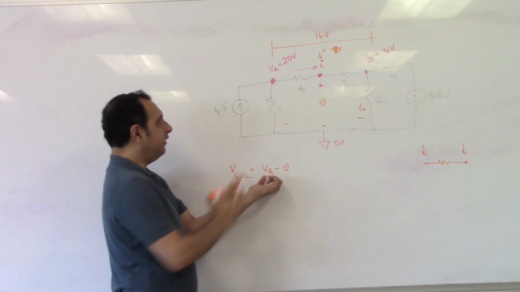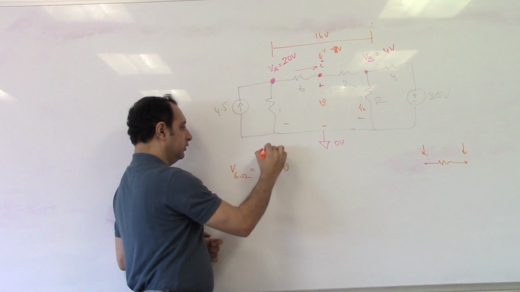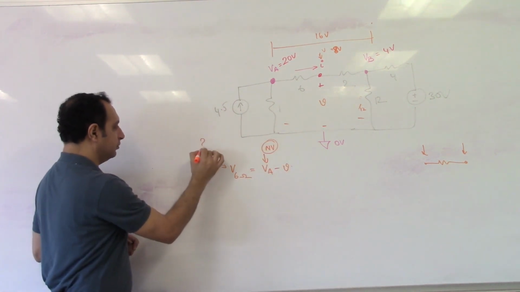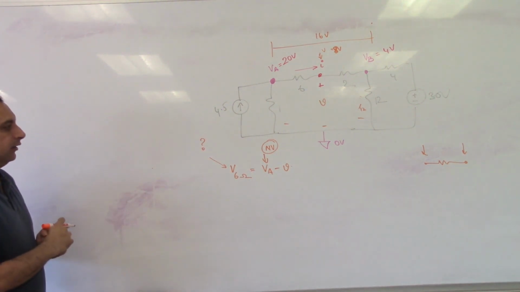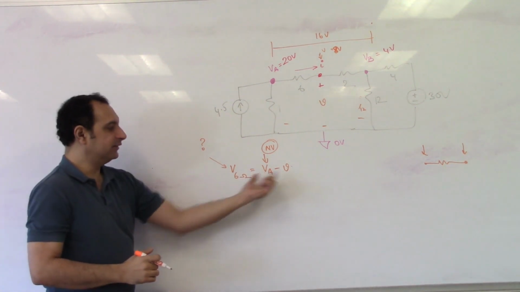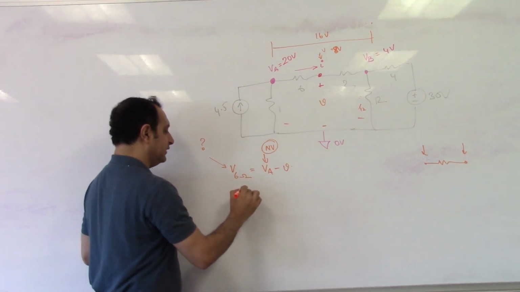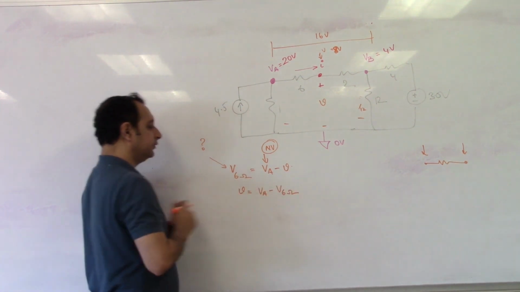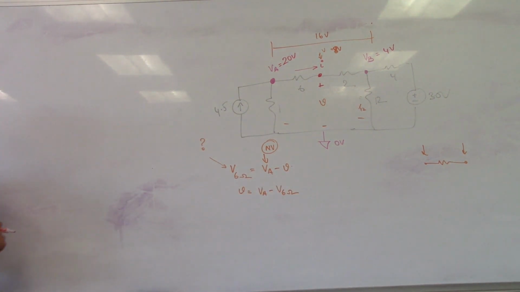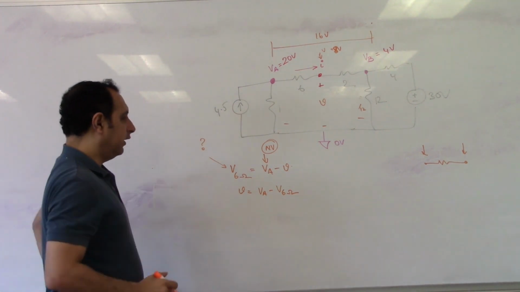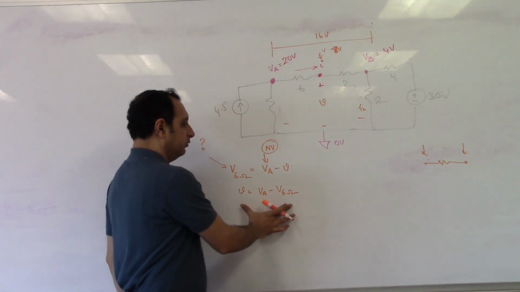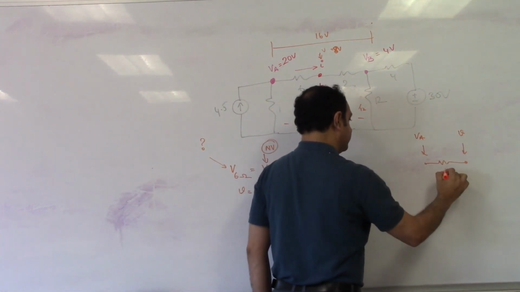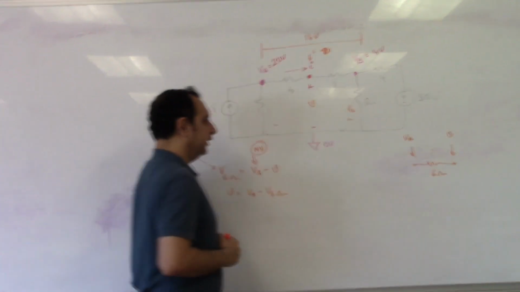Now, VA we know because we got this from node voltage. What we don't know is what V6 ohms is. So if I find this, I can simply rearrange the terms and say V will be equal to VA minus the drop across the 6 ohm resistor. All right, so let's assume this is VA, this point is V, and this is your 6 ohms.